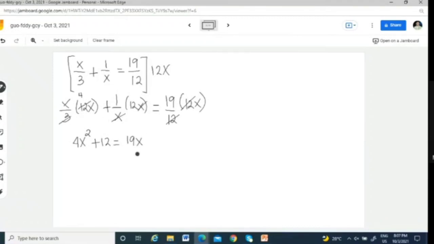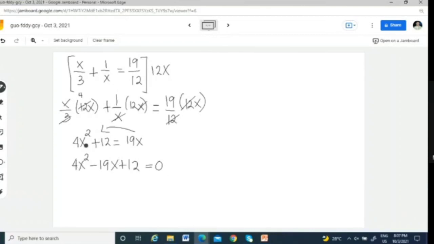Since the given equation is not written in the standard form of a quadratic equation, which is ax squared plus bx plus c is equal to 0, we are going to arrange it. Move 19x to the left side. We will have 4x squared, and from positive 19x, it will become negative 19x, plus 12 is equal to 0. Now that we have transformed the given equation to a quadratic equation, we can use any of the appropriate methods in solving quadratic equations.